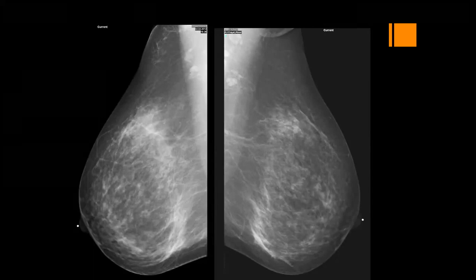but the CC view doesn't show any more findings. Oh, okay. So it will be 1. Well, if the CC is normal, where is the CC? It's not available. Okay, so this is BIRAD 1.